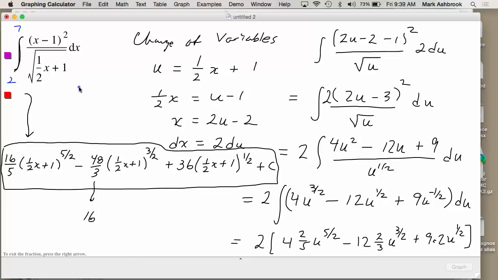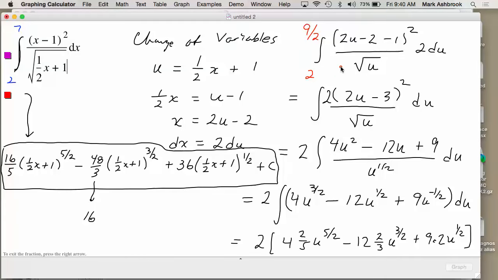But there's something else we could do. Another way to approach this for a definite integral. We could find the corresponding u values. What is u when x is 2? Unfortunately, it's also 2. And what is u when x is 7? All right, it's going to be 7/2 plus 1. Is that 4.5? 9/2?